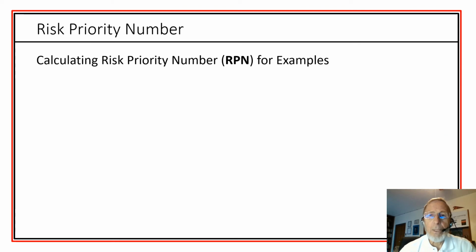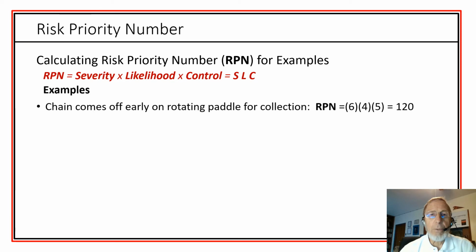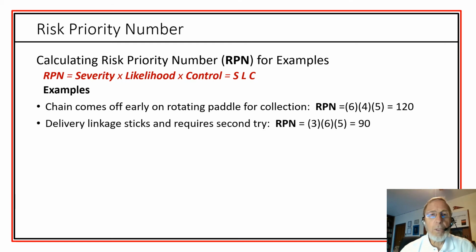So then we calculate the risk priority number. That's the product of the severity times likelihood score times control score. And let's take those examples. The chain comes off early. We had given it a score of 6 for severity, 4 for likelihood, and 5 for control. Gives us an RPN score of 120.